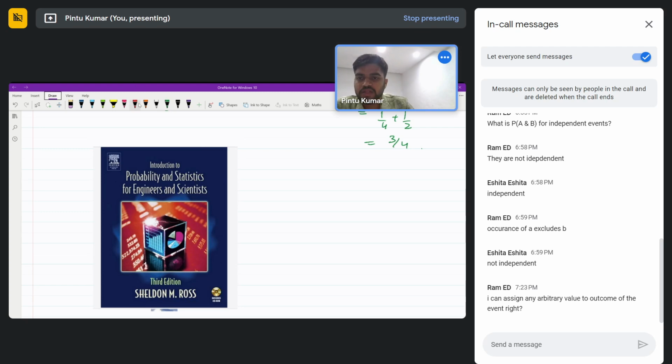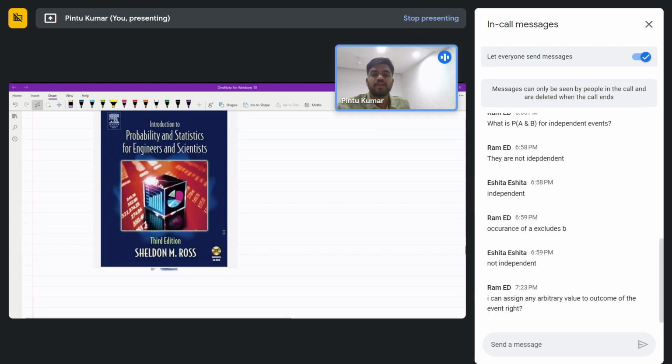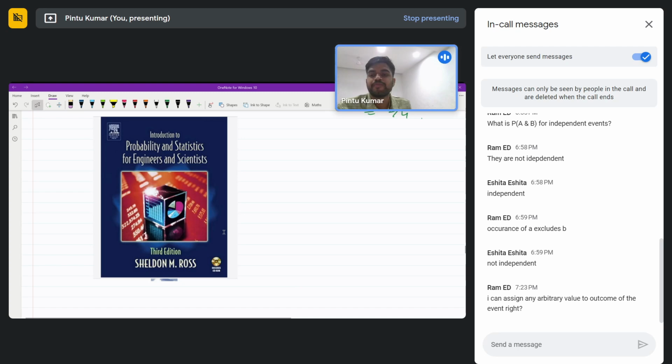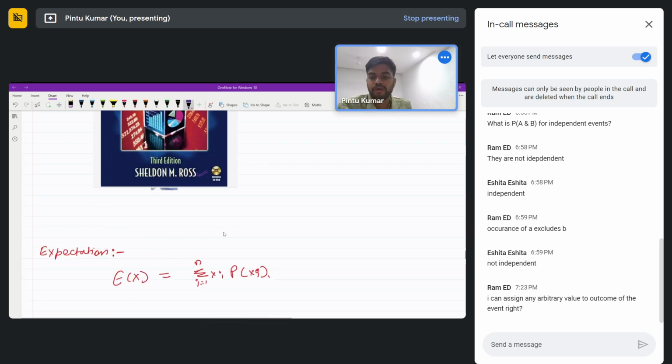My pen is not working. Ah, it is working now. Okay. So you can refer to this book, whoever is interested. Okay, the author is Sheldon Ross. This is a very common book.